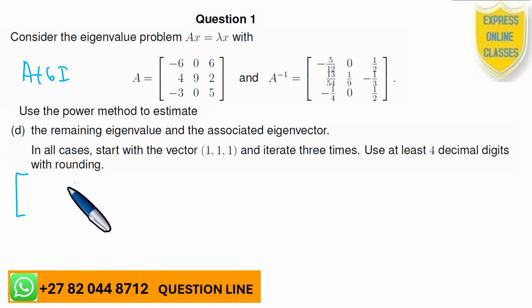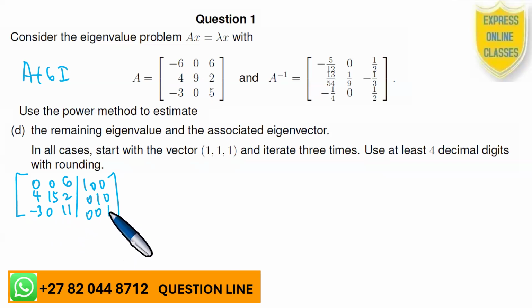So in the matrix A plus 6I, we're going to add 6 along this main diagonal entry. So if you add 6 here, it's going to be minus 6 plus 6, giving a 0. The rest of the other entries are the same. And then here, there's a 4. And then here you add a 6, you get a 15, a 2, a minus 3, a 0. You add a 6, you have 11. Then the identity matrix: 1, 0, 0, 0, 1, 0, 0, 0, 1.